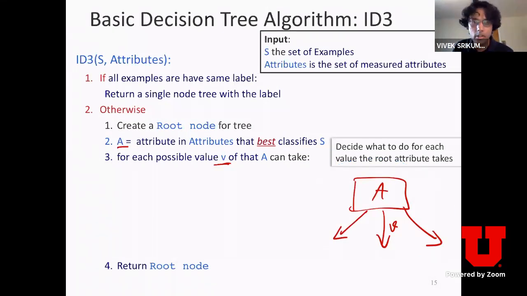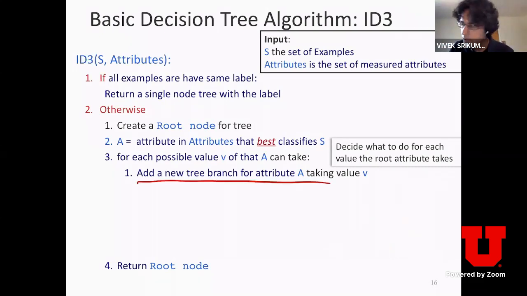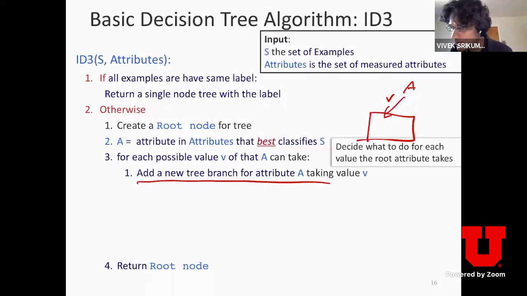Now we need to start thinking about what to do next. For each value that this thing takes, we need to figure out what to do. We first create a branch for each value. And for every value that the thing takes, you create a branch. That's the value that's now the path that we consider. This means that now let's consider what happens under this.